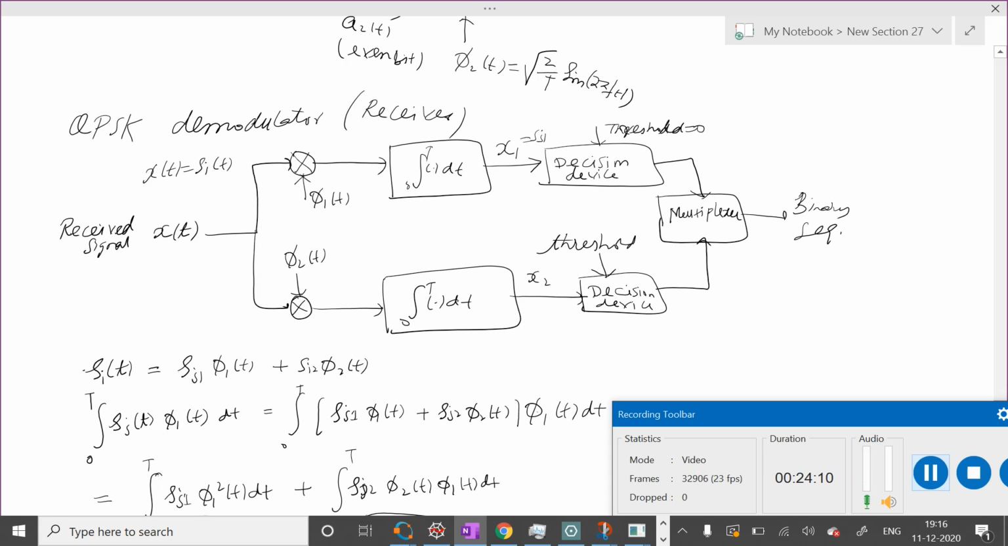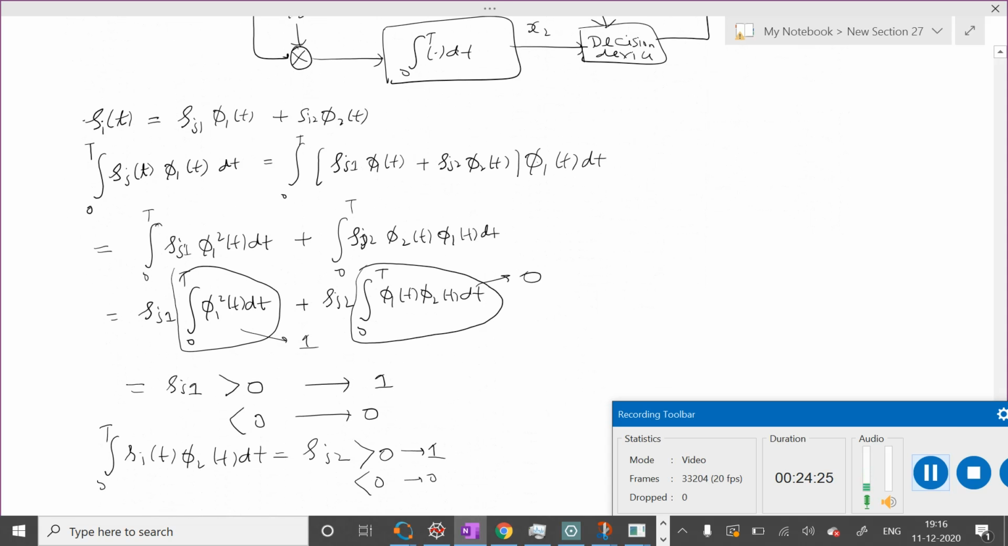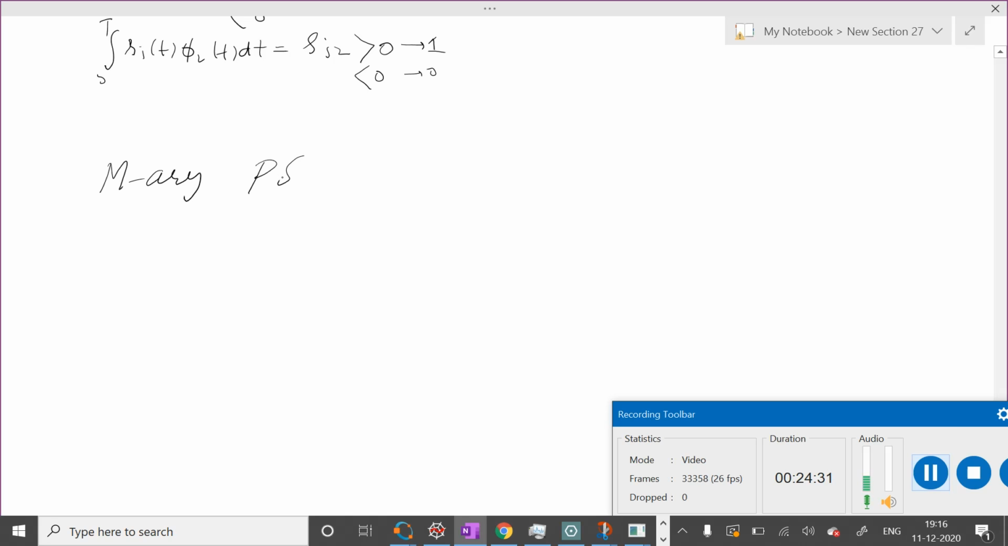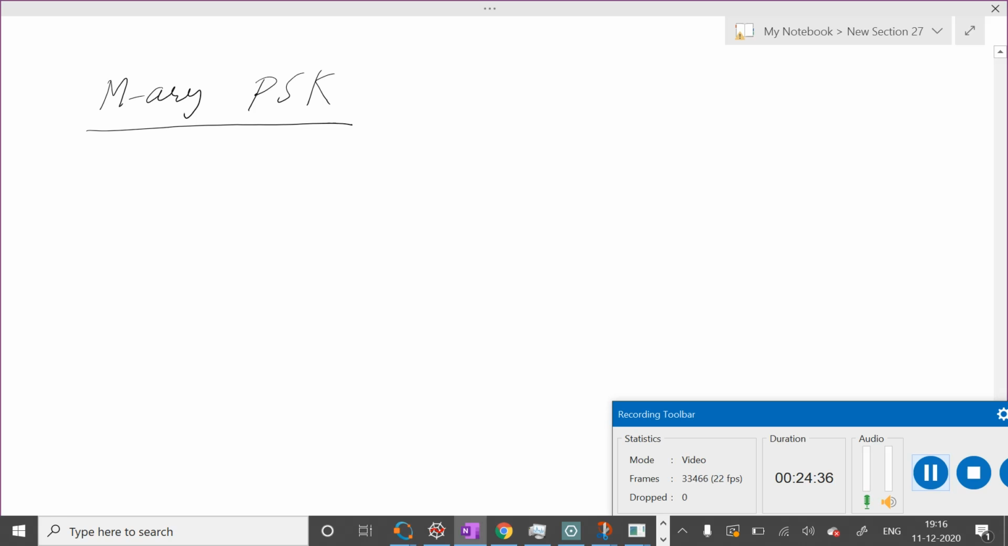So it is similar to BPSK. That is why I told you at one point that if you understand BPSK, then understanding QPSK is not a big deal. Now this is the proper time to introduce one more modulation scheme which is almost similar, called M-ary phase shift keying, M-ary PSK. So what is M-ary phase shift keying? You will see later on that QPSK and BPSK become special cases of this.